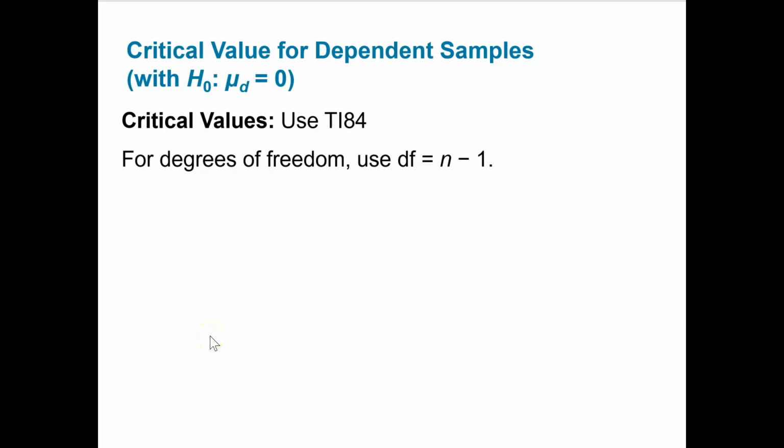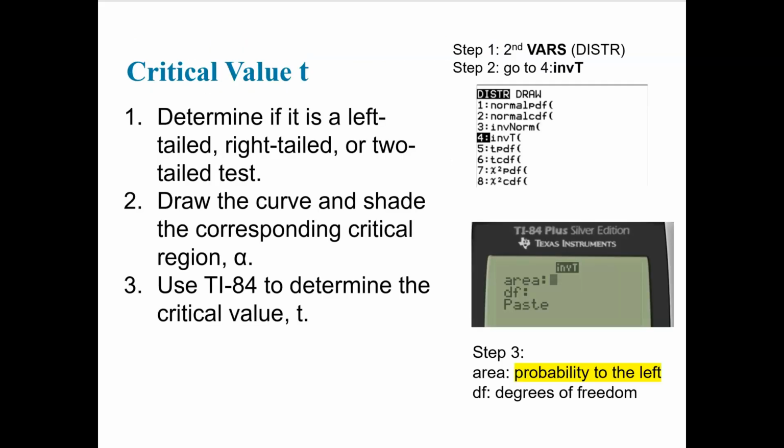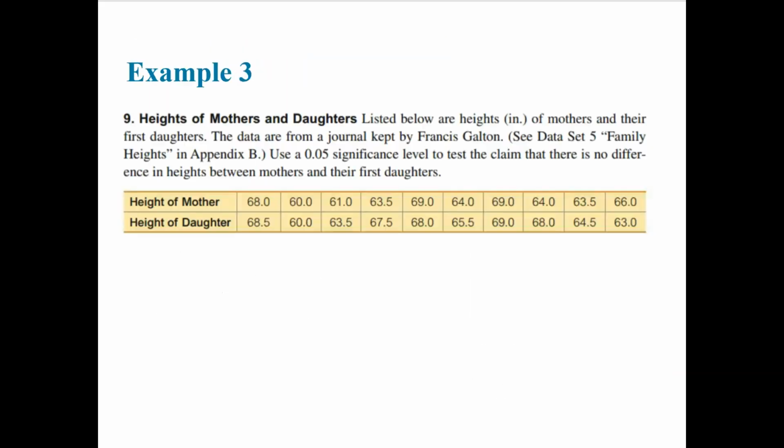Welcome back to section 9.3. We're going to move on to the critical value method. Because we're dealing with t-scores here, we're going to continue to use the TI-84, and because in matched pairs our n's are the same, the degrees of freedom will just be n minus 1. And just a reminder on how to find the critical value t after we get our test score.